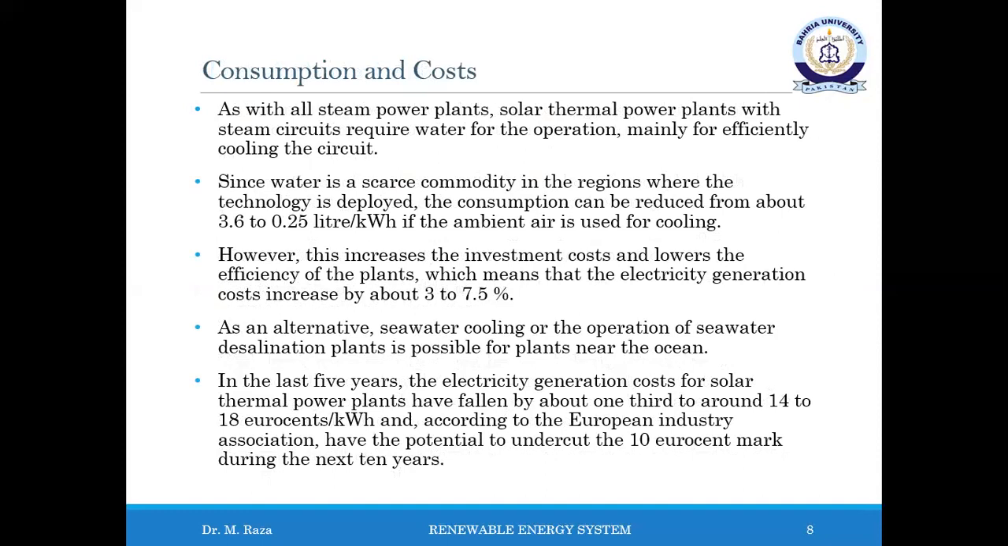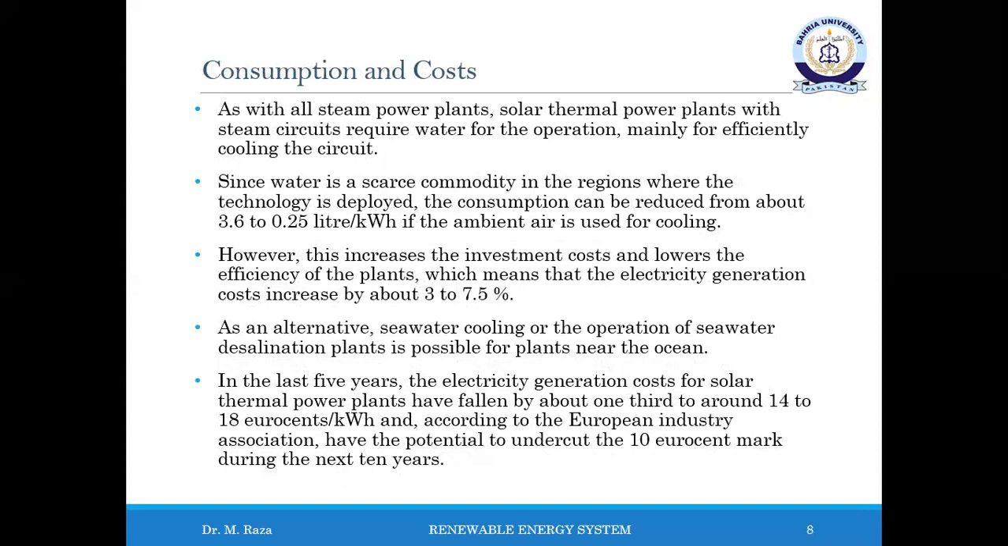As with all steam power plants, solar thermal power plants with a steam circuit require water for the operation, mainly for efficiently cooling the circuit. Since water is a scarce commodity in the regions where the technology is deployed, the consumption can be reduced from about 3.6 to 0.25 liters per kilowatt hour if the ambient air is used for cooling.